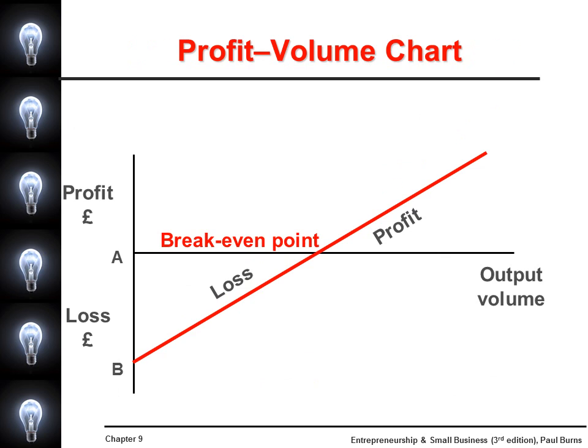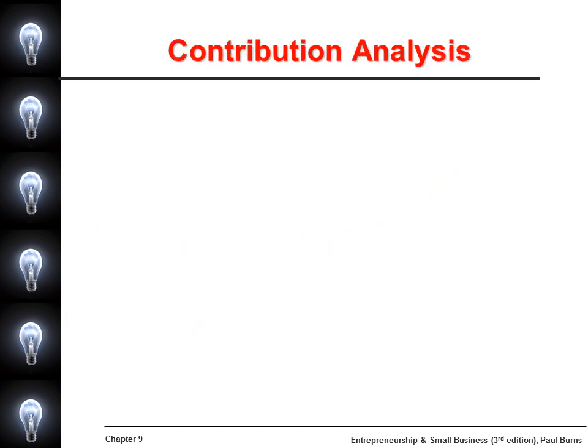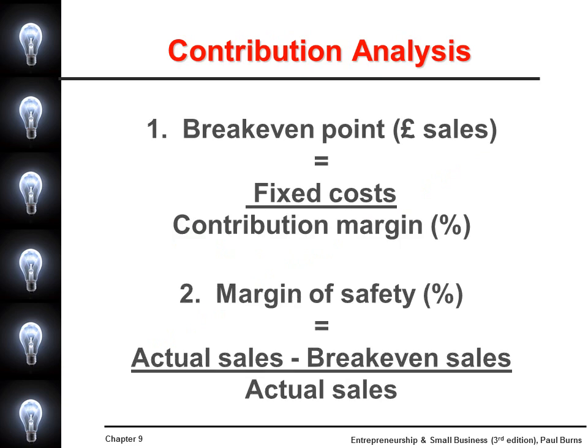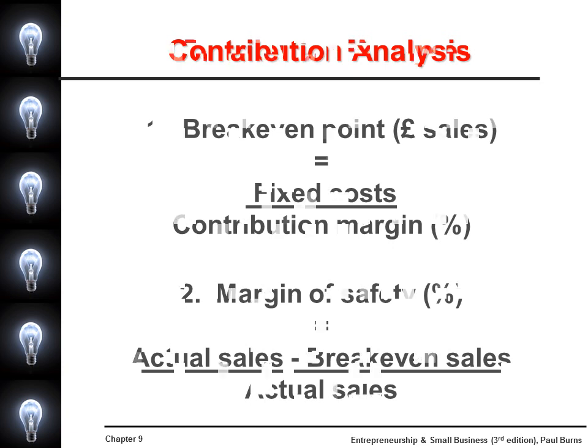So this tells us that if you have more than the break-even point, then it will count as a profit, and if less, then it will count as a loss. Then contribution analysis, these are the two formulas. Again, I explained these in my previous video, but again I will tell you. The break-even point in sales is fixed cost divided by the contribution margin, and the margin of safety will be actual sales minus break-even sales, divided by actual sales.